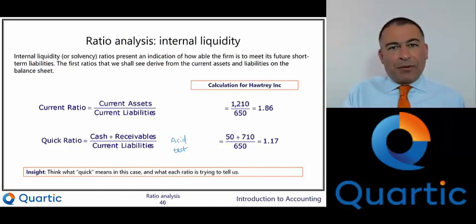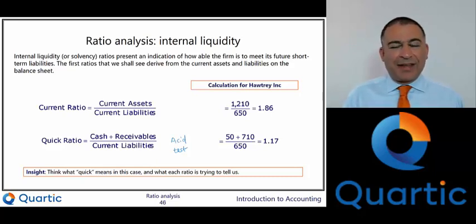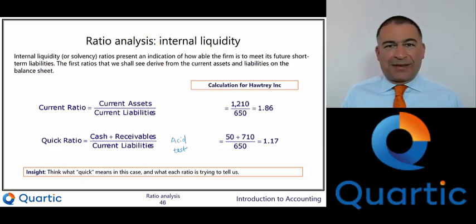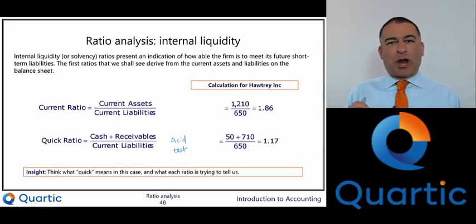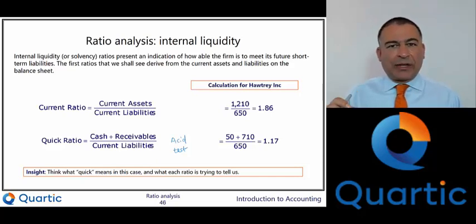So receivables are your customers who have promised to pay you, they just haven't paid you yet. Inventories, no one's promised to pay anything. No one's bought them yet. So inventories are a slow asset. You cannot turn them into cash in a hurry unless you sell them at a very low price. And therefore the quick ratio is a bit closer to liquidity, because you're excluding that slow asset.